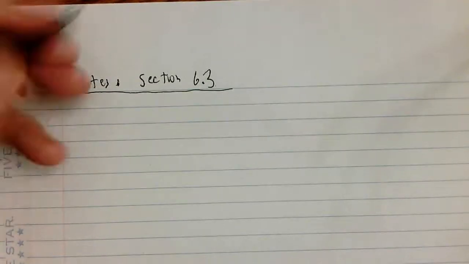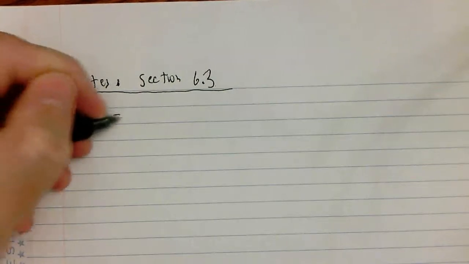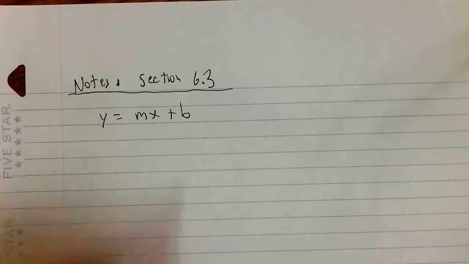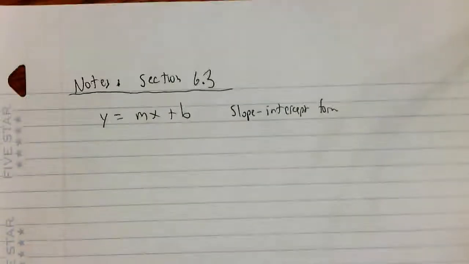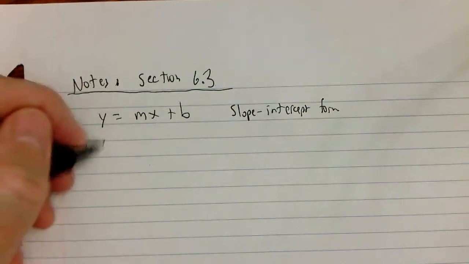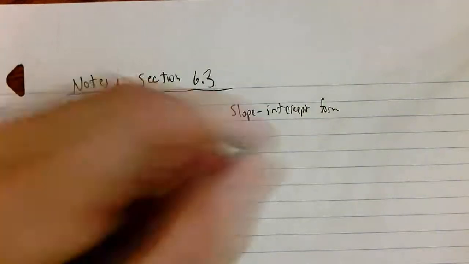In the last section, we had equations that already had a variable by itself. That might look like y equals mx plus b. You all should be familiar with that. That is known as slope-intercept form. And when you have an equation in slope-intercept form, it probably works better to graph it or to use the substitution method. Today, we're going to look at equations that look more like this.